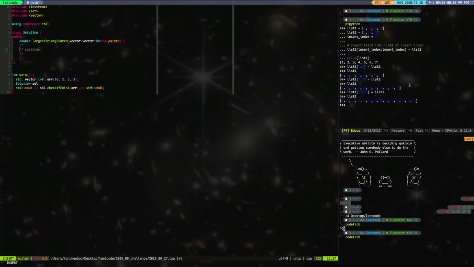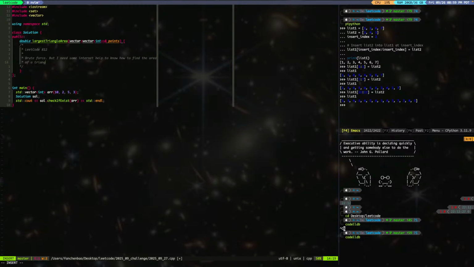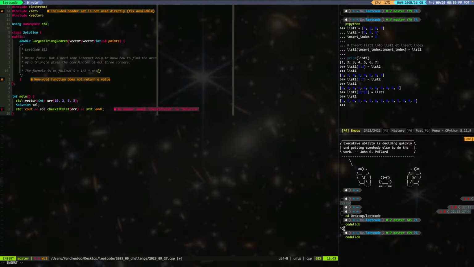Brute force. But I need some internet help to know how to find the area of a triangle given the coordinates of all three corners. The formula is as follows. S equals 1/2 of the ABS, right? Something times something minus something times something.